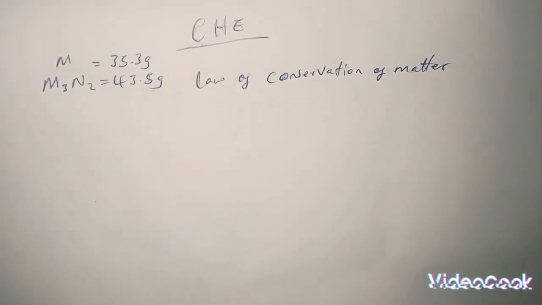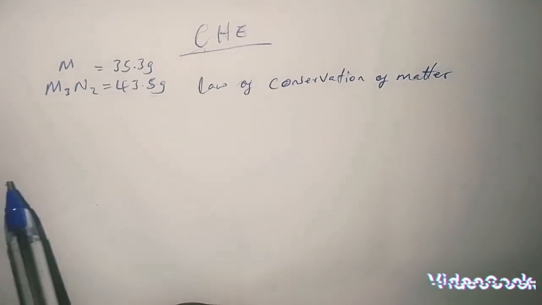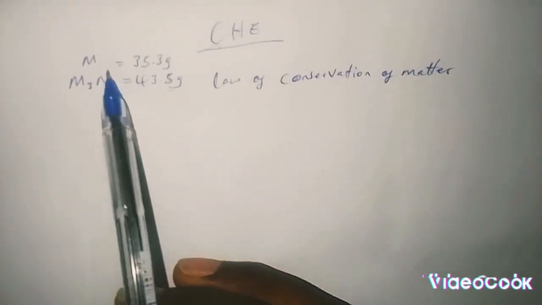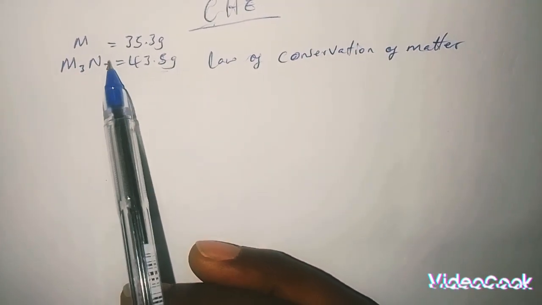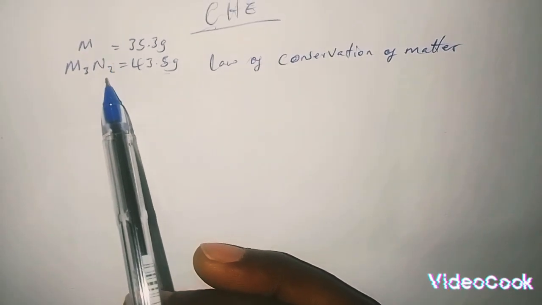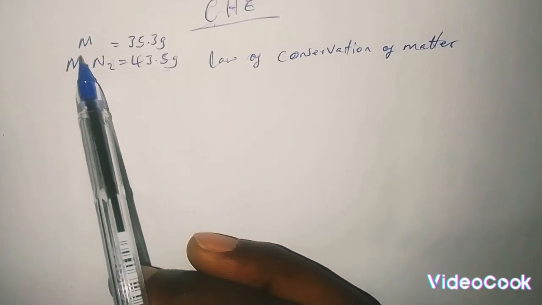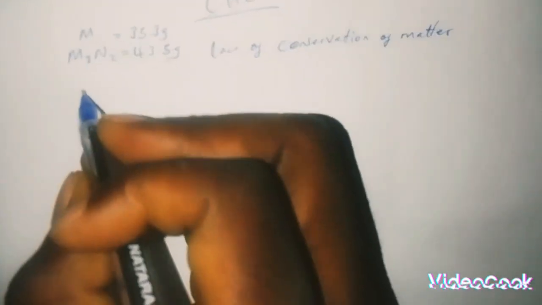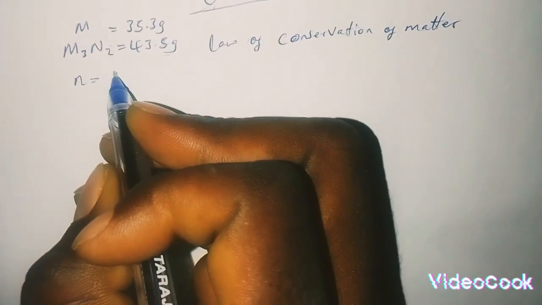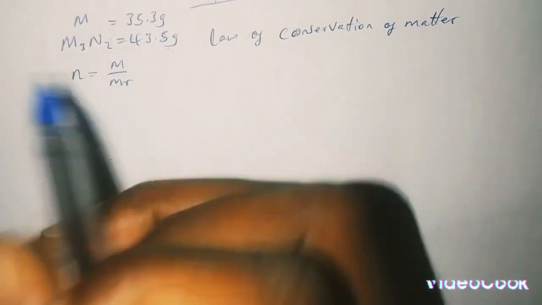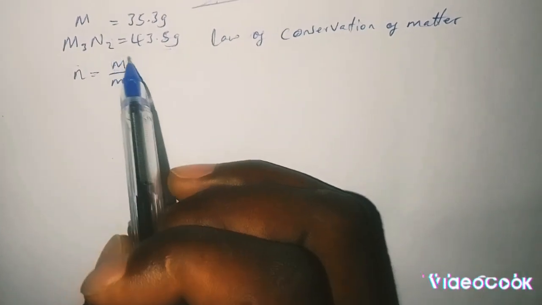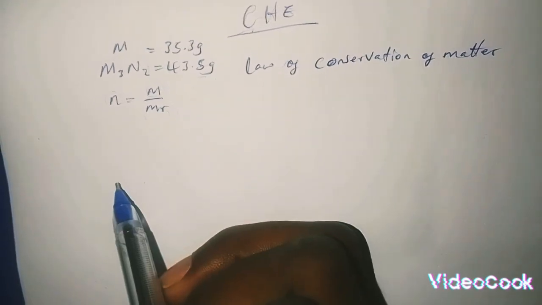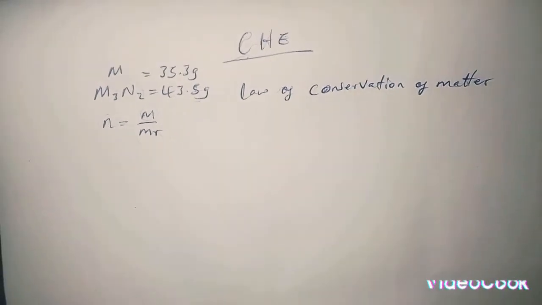But why are we calculating the mass of nitrogen when we are looking for the molar mass of M? We are calculating the mass of nitrogen so that we know the number of moles of nitrogen. After knowing the number of moles of nitrogen, we can then know the number of moles of M. Since we have the mass, we know that number of moles is equal to mass over molar mass. If we have the number of moles for element M and we have the mass for element M, then it is possible for us to calculate the molar mass.